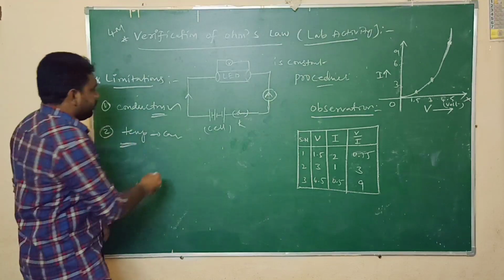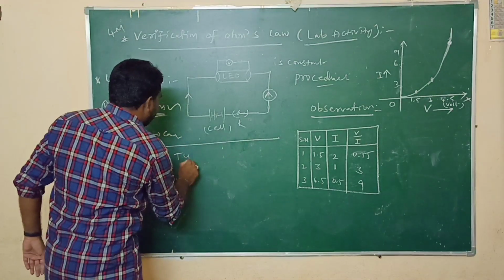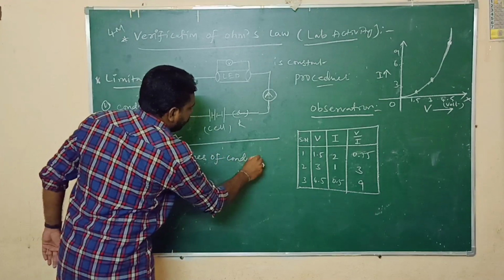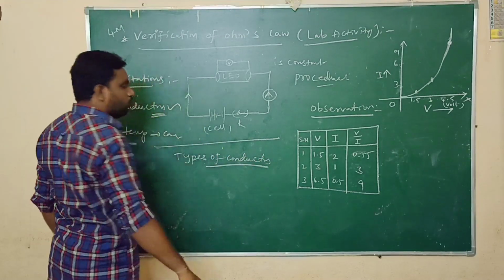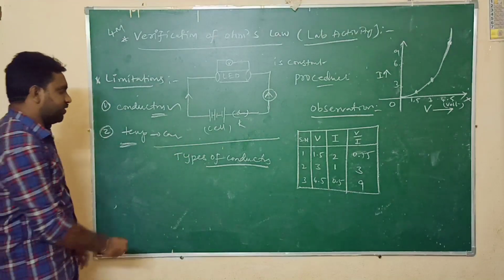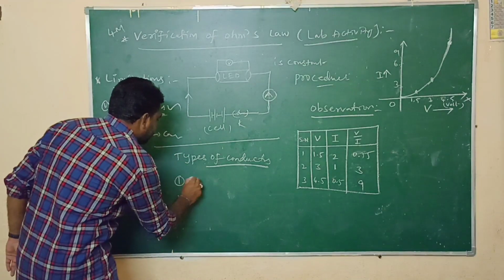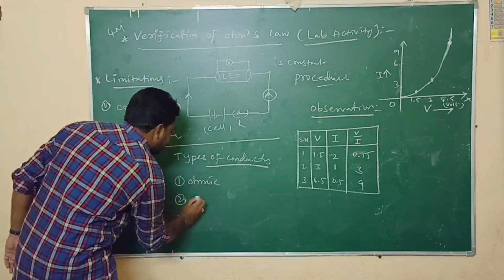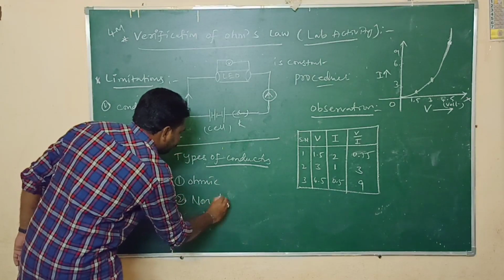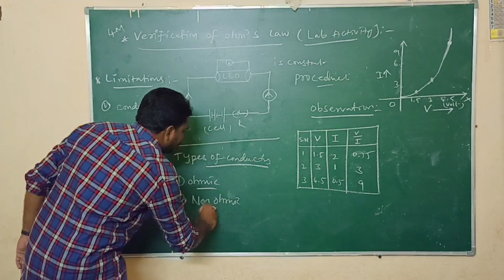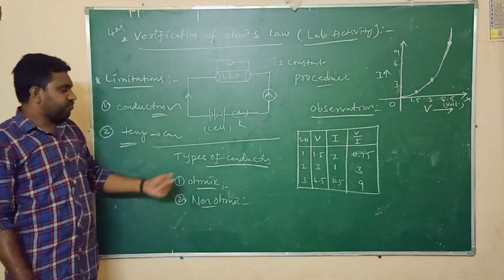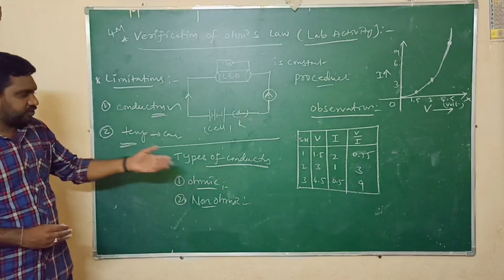And now I am going to explain the types of conductors based on Ohm's law. We have two types of conductors. The first one is ohmic conductors. The second one is non-ohmic conductors. So first we will consider ohmic conductors. Ohmic conductors are also known as linear conductors.